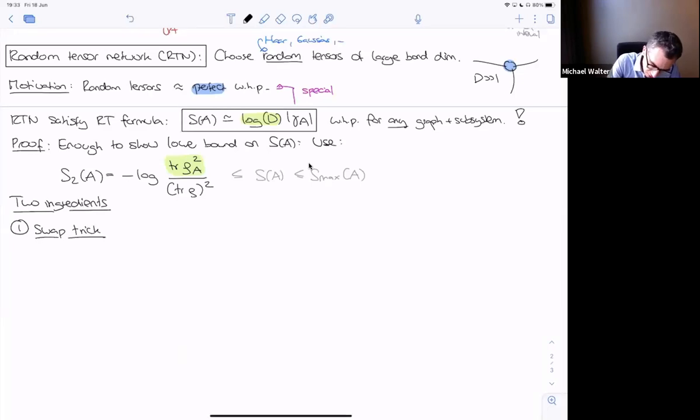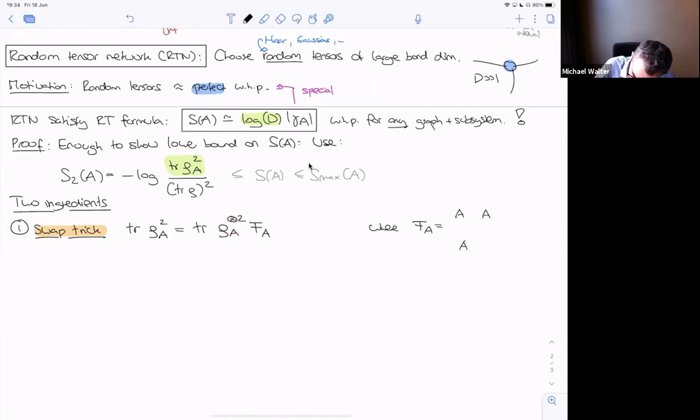It is again a special case of the replica trick, and it's simply the following formula, namely the trace of an arbitrary operator, say of this operator rho squared, is the same as taking 2 copies of the state rho A and then computing the expectation value of the swap operator. The swap operator I'll denote by F sub A. So what's the Hilbert space here? The Hilbert space here is 2 copies of the A Hilbert space, A and A. And the operator is the one that swaps the 2 copies.